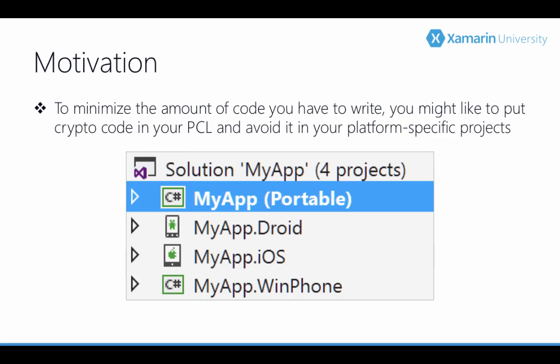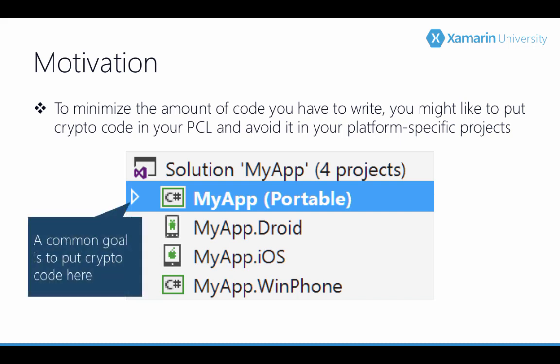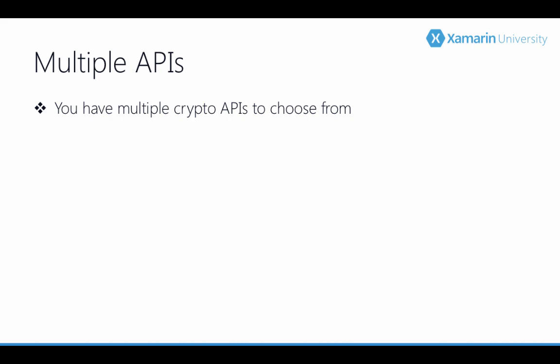So suppose you're building a cross-platform app, perhaps using Xamarin Forms. You're going to have shared code in either a portable class library or a shared project. Then you'll have one or more platform-specific projects for each platform you're targeting. And you want to put as much code as you can into your shared code or your PCL instead of rewriting that code for each platform. And we actually have a wide selection of APIs to choose from for our crypto operations.